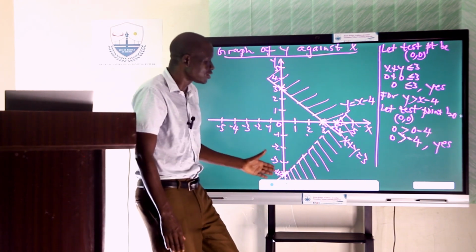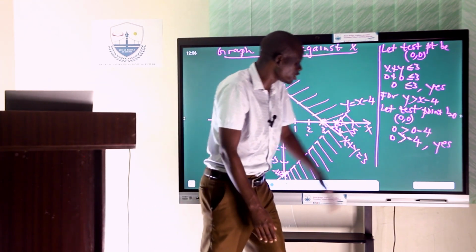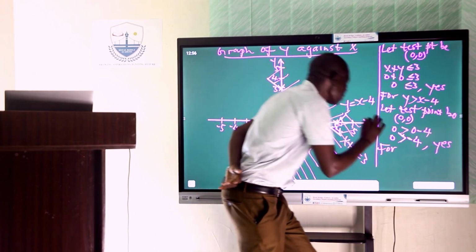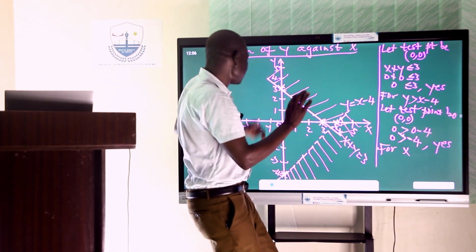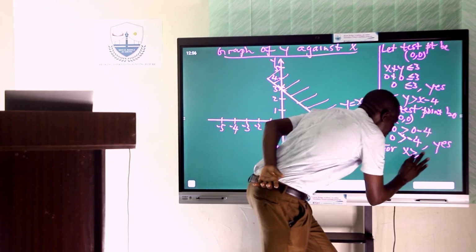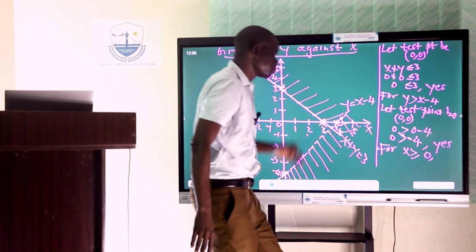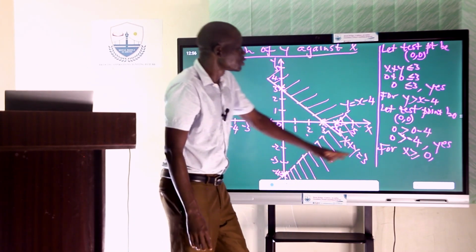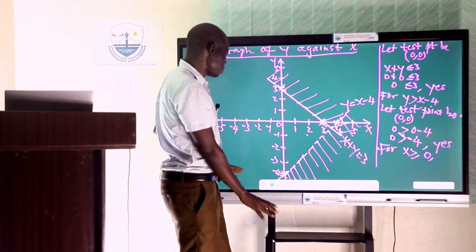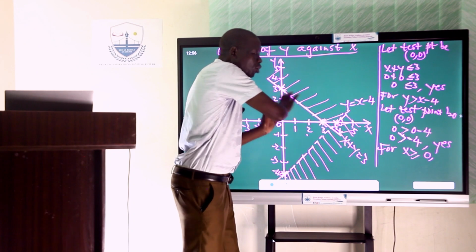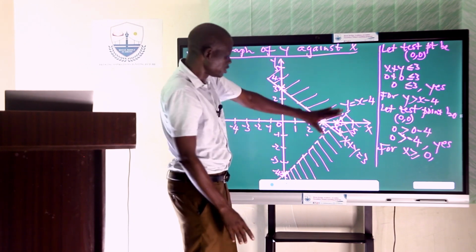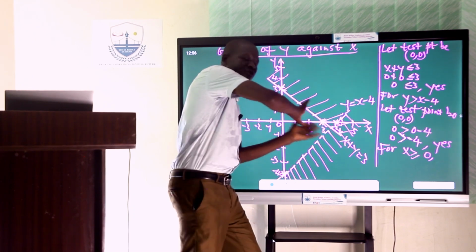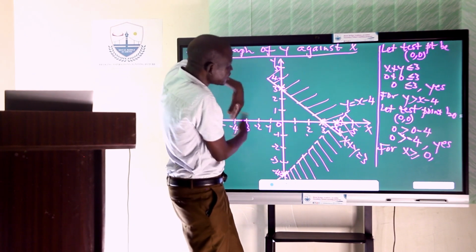Which one is the unwanted region? For the line x is greater or equal to 0, you can see that the region on the right of 0 is wanted. X is greater or equal to 0. The whole of this region is wanted in front of 0, meaning that behind 0 is unwanted.